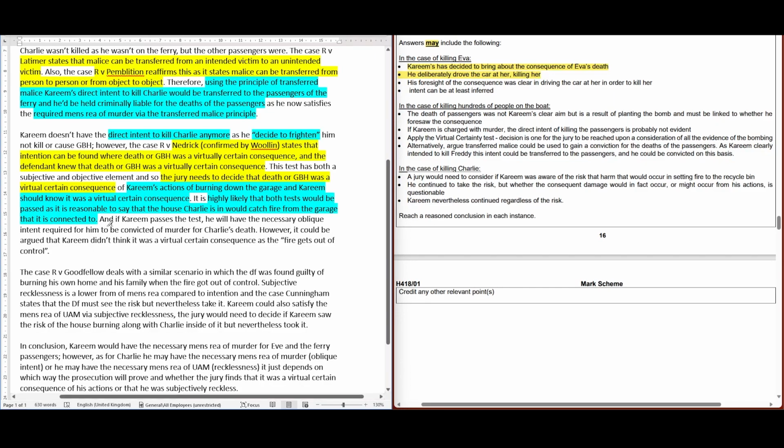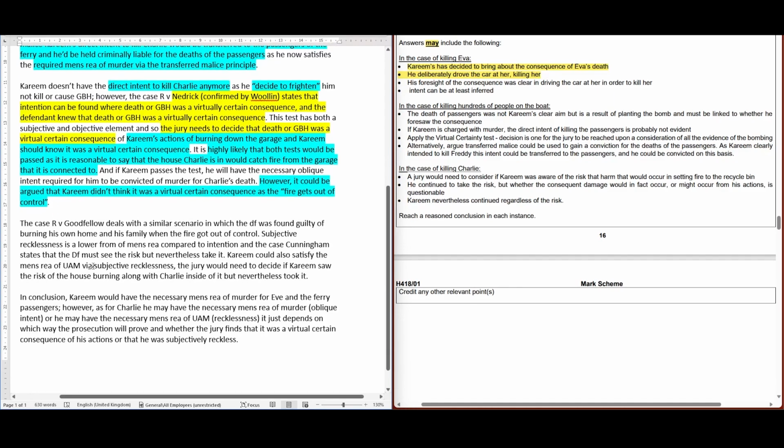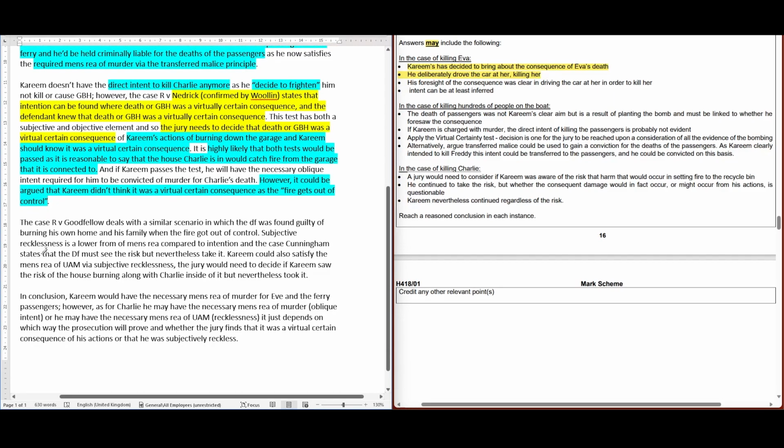It doesn't stop there, he keeps going and starts developing his argument. And this is where a lot of the AO2 marks are going to be found. And then this counter argument here would also definitely be worth marks. And then that obviously leads to the next paragraph. The case R v Goodfellow deals with a similar scenario in which the defendant was found guilty of burning his own home and his family when the fire got out of control.